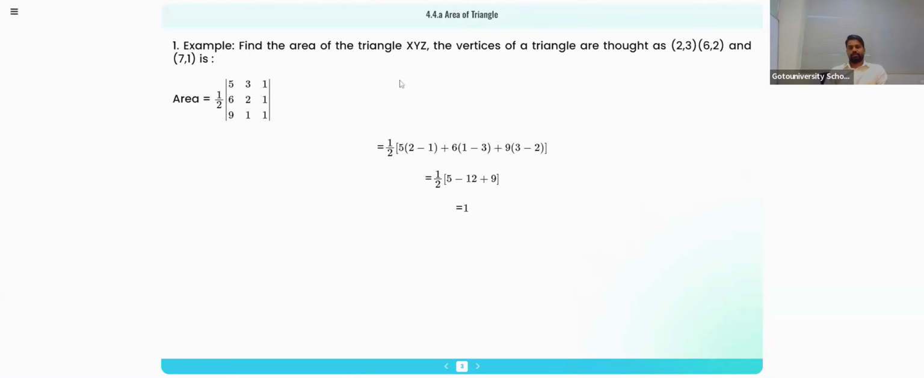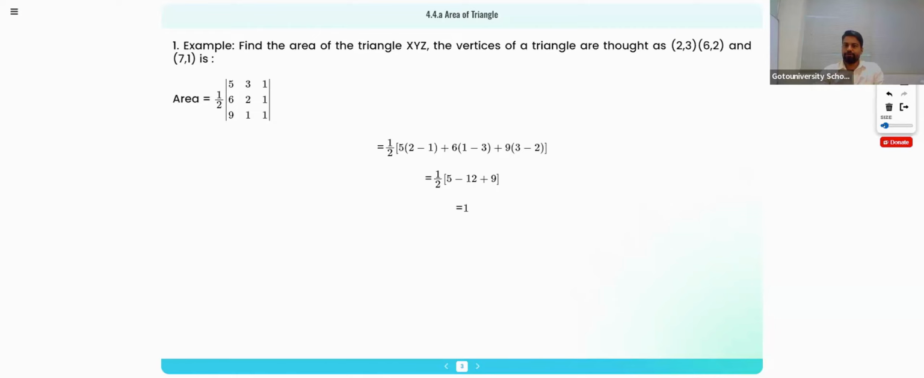Find the area of a triangle XYZ whose vertices are given as (2, 3), (6, 2), and (7, 1). I have this triangle and I know the vertices. I'll directly go for 1/2 times 5 into 2 minus 1, minus, I'm going row wise. What is the best way instead of doing all this? Which column is easy for us? Why do we have to do it in a traditional way? Not required. We just have to get the right answer, and we have the liberty to take any column or any row.